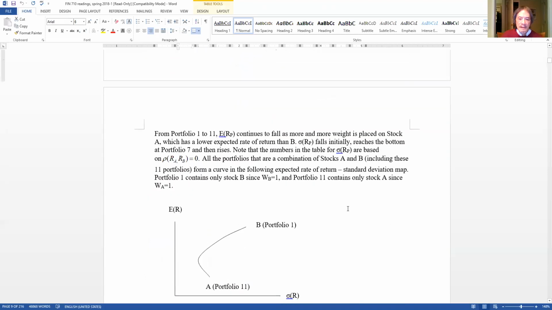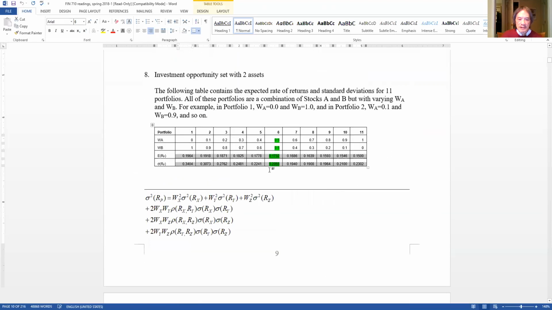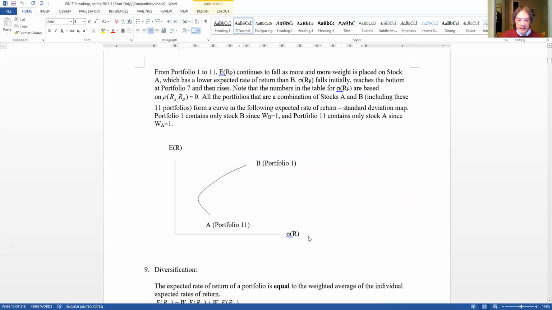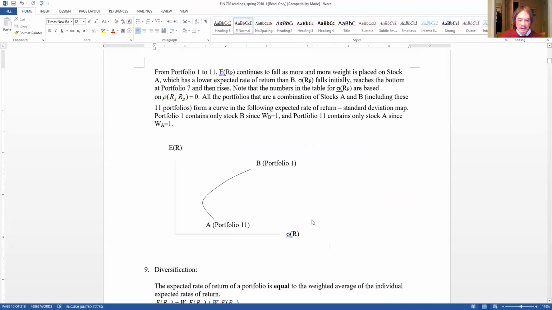Now, here, if we plot all the 11 portfolios here based on return and standard deviation, then the 11 portfolios would form this curve.